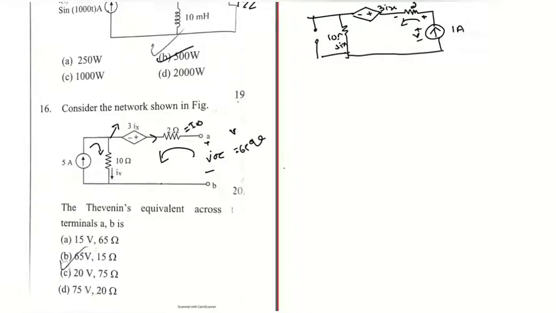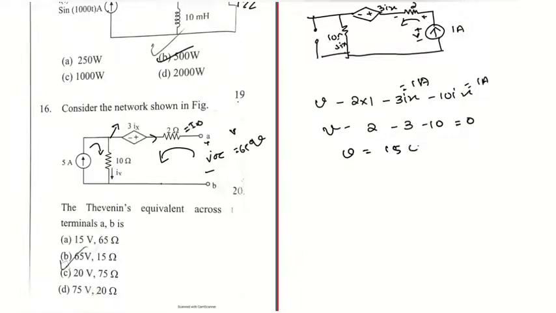So it will be V minus 1 ampere current is flowing through our 2 ohm, so it will be minus 2 into 1, minus 3Ix minus 10Ix. Here our Ix is actually our 1 ampere, so it will be V minus 2 minus 3 minus 10 equal to 0. So V equal to 15 volt.